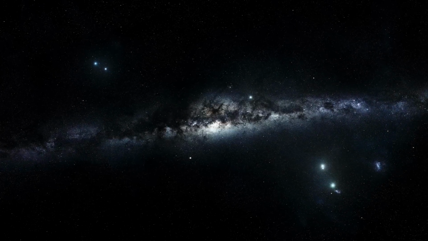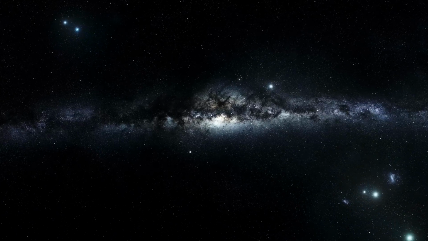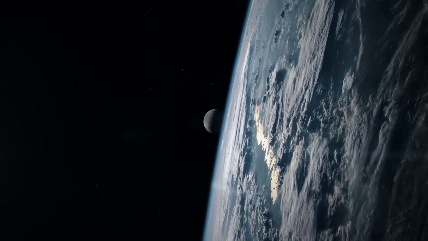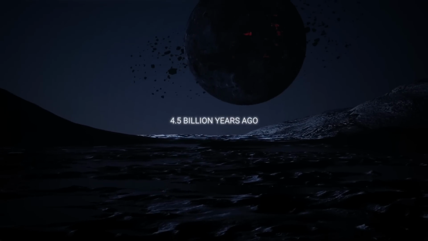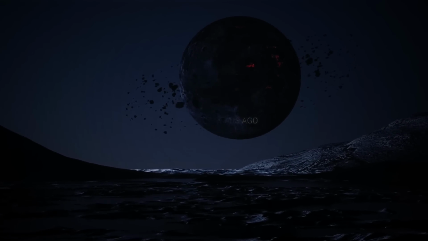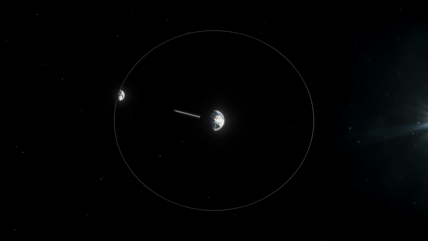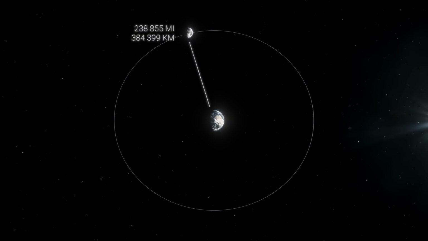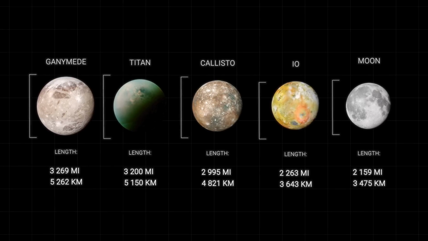In the grand theater of the cosmos, few relationships are as close and intricate as the relationship between the Earth and its partner, the Moon. This relationship, which emerged more than 4.5 billion years ago, has determined the fate of our planet and all life on it. The Moon, our constant satellite, orbits us at an average distance of about 238,855 miles. It is the fifth largest satellite in the solar system and, compared to the size of its planet, the largest.